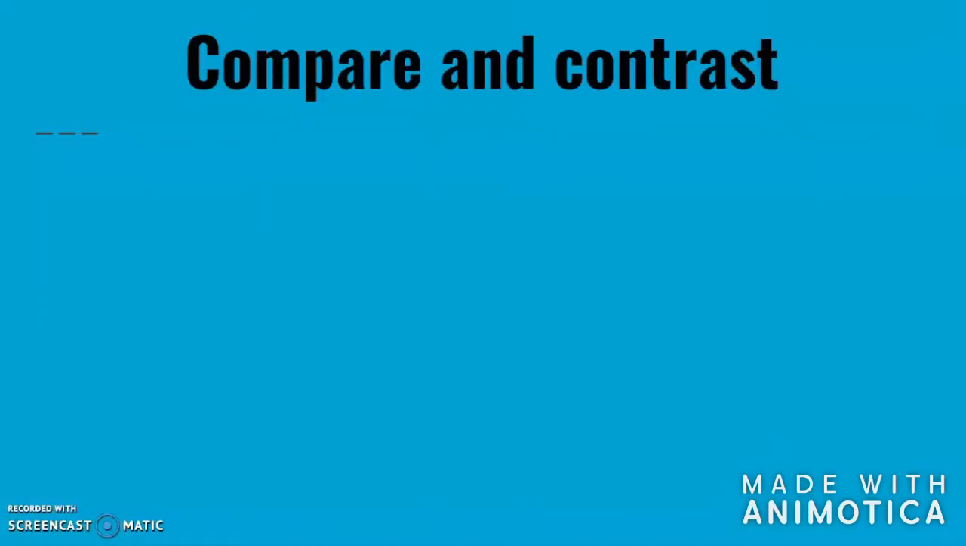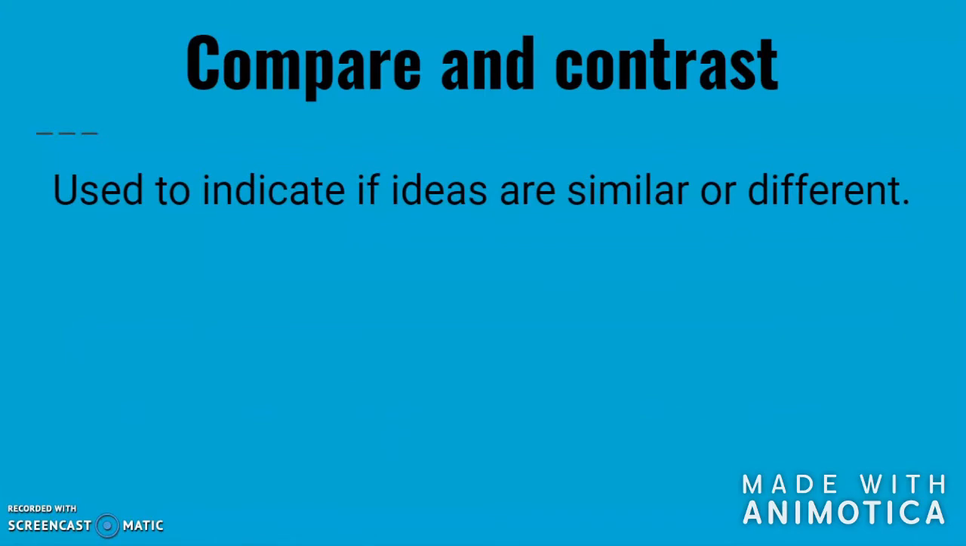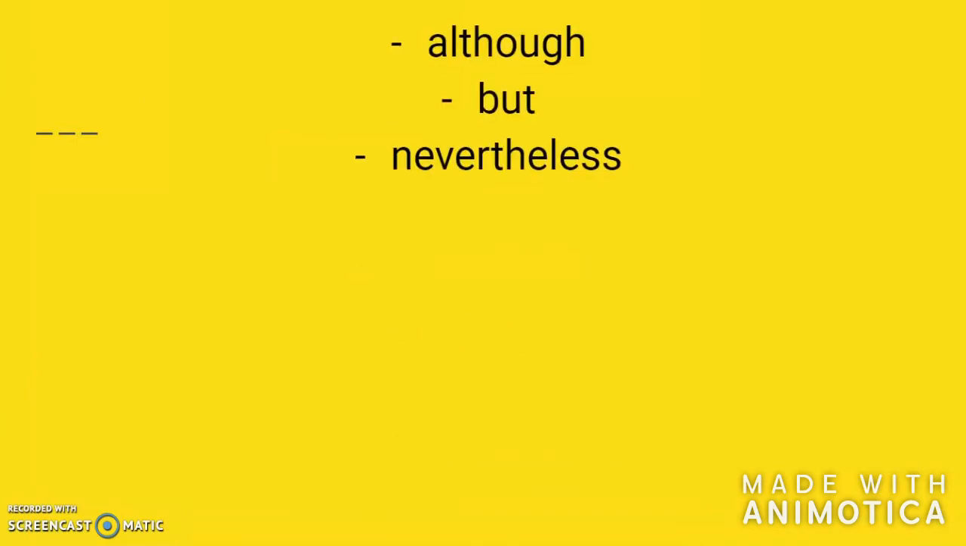Then we have compare and contrast. They are used to indicate if ideas are similar or different. For example, California was first explored by the Spanish in 1542. However, Spain didn't establish a presence in the area until 1769. Some of the words that we can use are although, but, nevertheless, yet, instead, likewise, in comparison, even so.